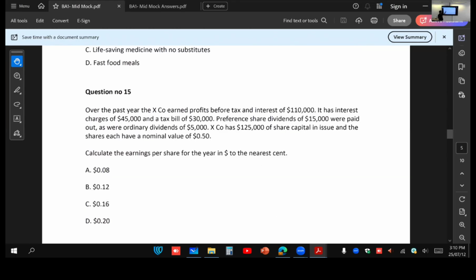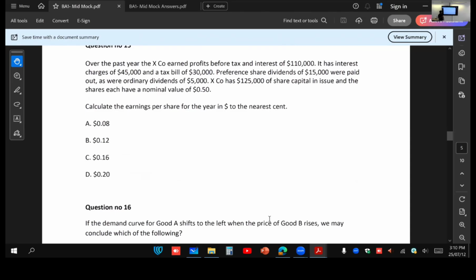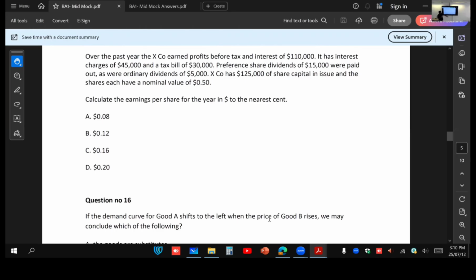Question number 15. Calculate the earnings per share. Earnings per share equation. Yes. Earnings available to ordinary shareholders, whatever profit, divided by the number of ordinary shares. Remember, ordinary shares. So with the information given, I can show you how to calculate.